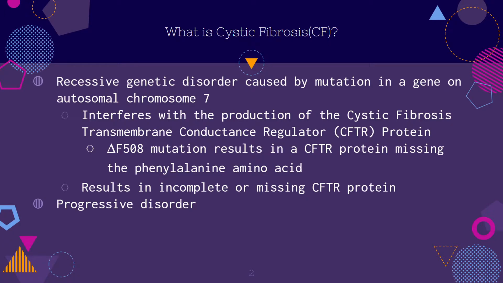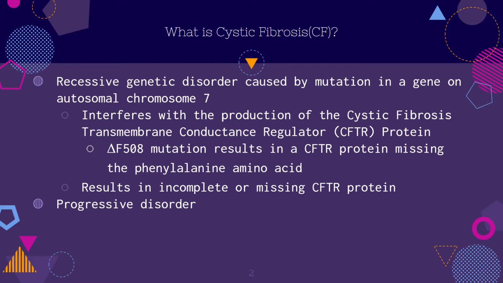What is cystic fibrosis? Cystic fibrosis is a recessive genetic disorder that is caused by a mutation in a gene on the autosomal chromosome 7. For an individual to have CF, they must inherit 2 copies of the affected chromosome. Therefore, it is a recessive genetic disorder caused by a mutation in a gene on the autosomal chromosome 7. The gene that is affected contains information used to build the cystic fibrosis transmembrane conductance regulator, or the CFTR protein.